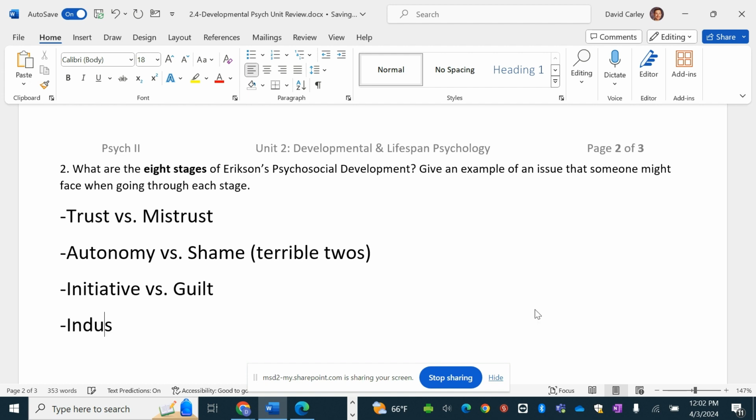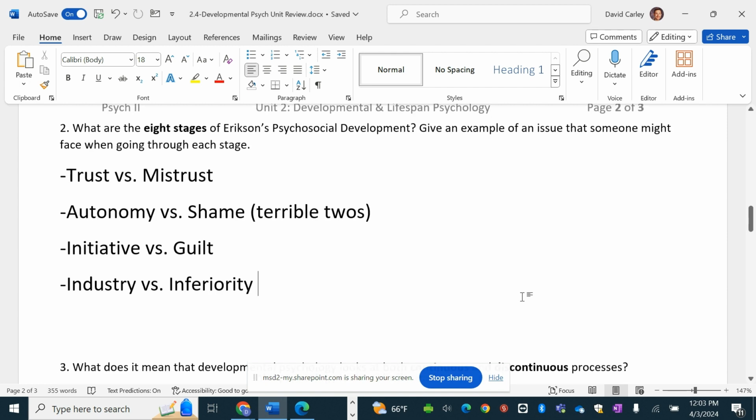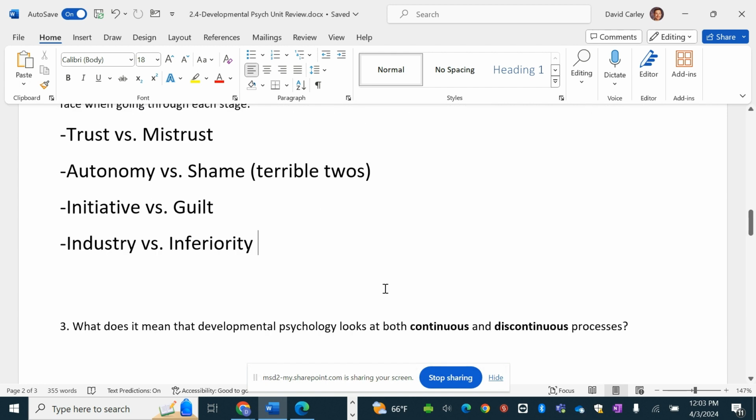As you get into elementary and sort of into middle school, you get industry versus inferiority. One example would be developing in childhood sports, things like that, and feeling self-conscious about what's going on there. That's stage 4.